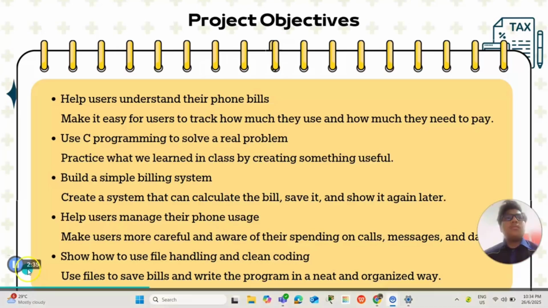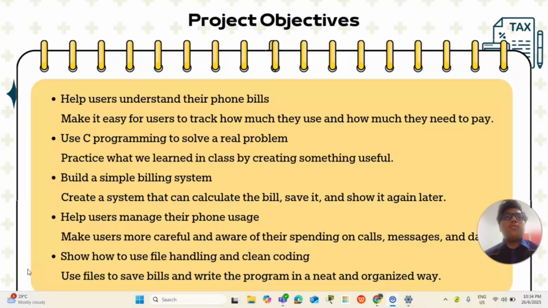Okay, the next point is help users manage their phone usage. Make users more careful and aware of their spending on calls, messages, and data. By the system, the users can check how much time they spend on calls and messages, and how much data they use on their phone. So by the system, the users can be careful and aware.